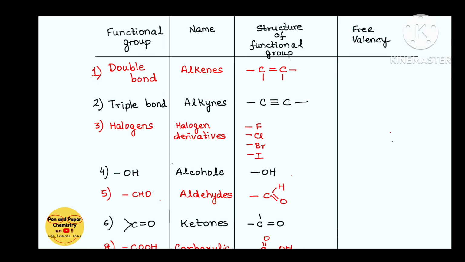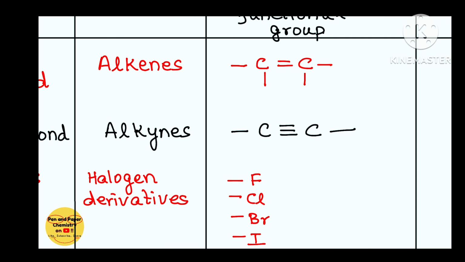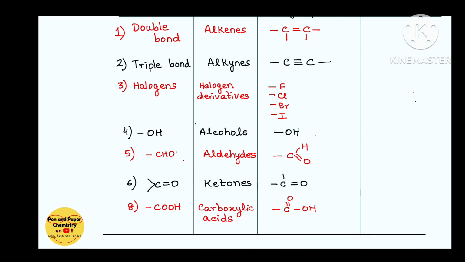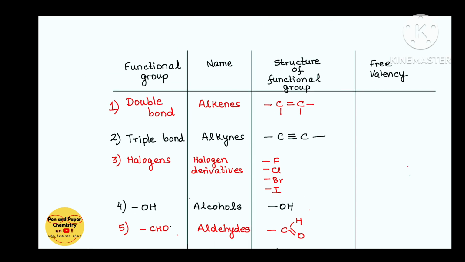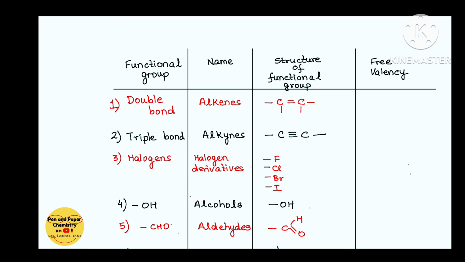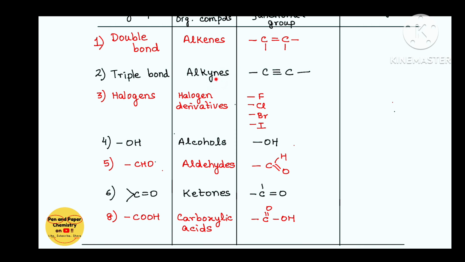You see over here, functional group, double bond. The name of these set of compounds is alkenes. What will be the structure of the functional group? Yes, a double bond between the carbon atoms. You can tabulate it. Oh, yes, I see that smile and you're happy. Triple bond, the class of organic compounds. What is the name of these compounds? Triple bond means they are known as alkynes, so there'll be a triple bond between the carbon atoms.